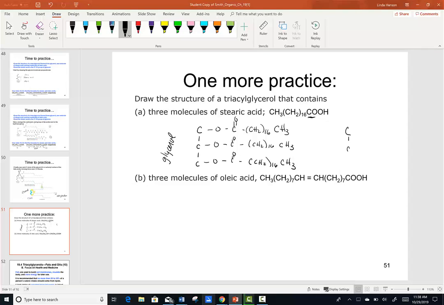Let's make it just one more time to emphasize. The original molecule of glycerol sitting next to the original carboxylic acid, whatever that acid might be.